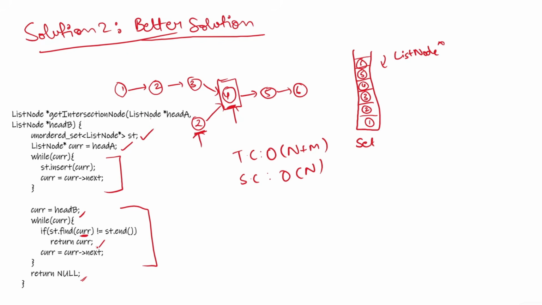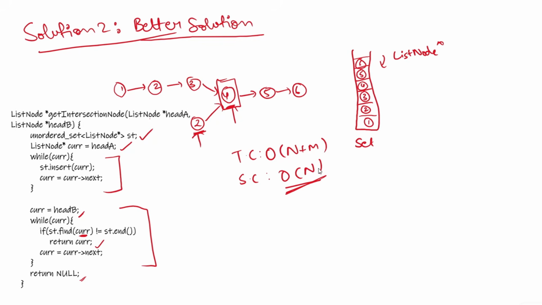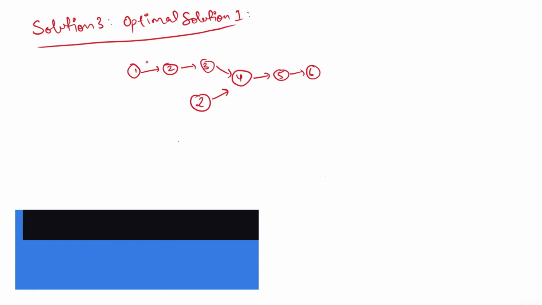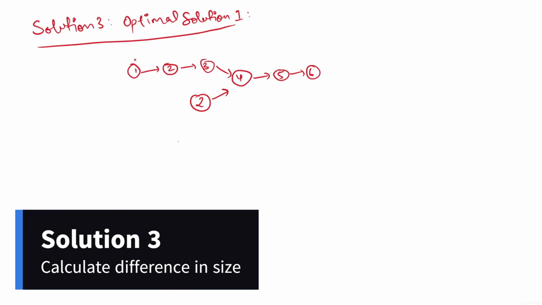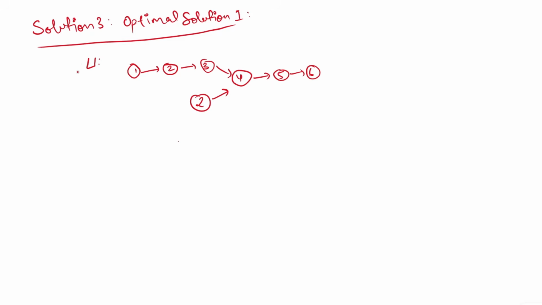So now let's move to the optimal solution where we can improve this space complexity. In this solution, we will first calculate the size of the first list. Let's say the size of the first list is A size and the size of the second list is B size. After calculating the size of both lists, we will calculate the difference in size.